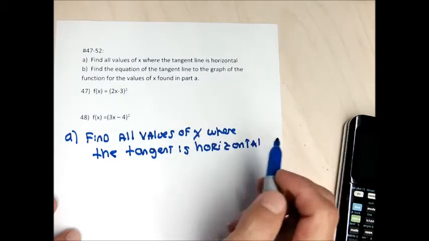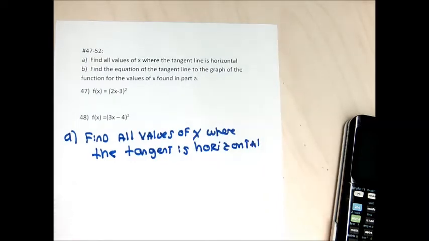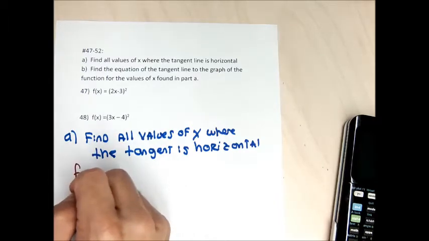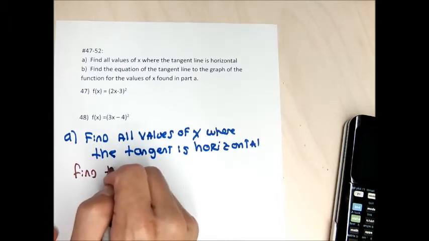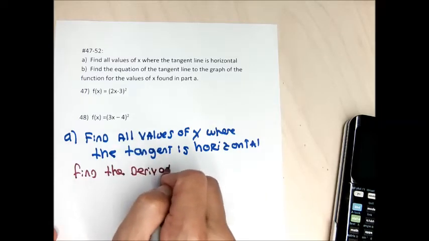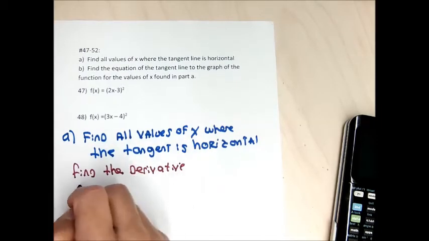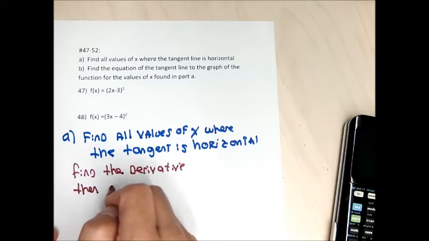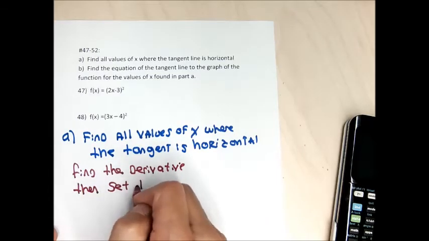And this instruction, I mean, for most students would mean absolutely nothing. What would have been nice to write is what you're going to wind up doing. So for part A, we're going to find the derivative, then set derivative equal to 0.